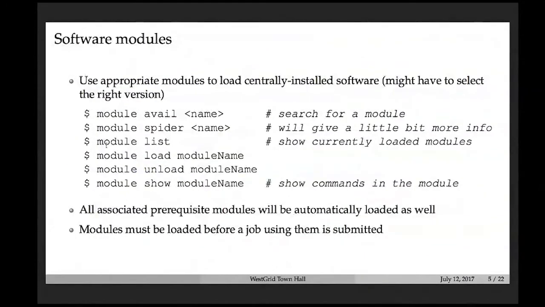So software modules, as already mentioned, we have close to 200 packages, and to make these packages available, you have to load the appropriate modules. The command for that is module load followed by the package name. To list all packages that are available, you can simply say module avail, optionally followed by a pattern or package name. Module spider will give you a little bit more information. Module unload, and module show to show more detailed information on what the module does exactly. All prerequisites and module dependencies are loaded automatically. I'm going to show you a few examples in a second.